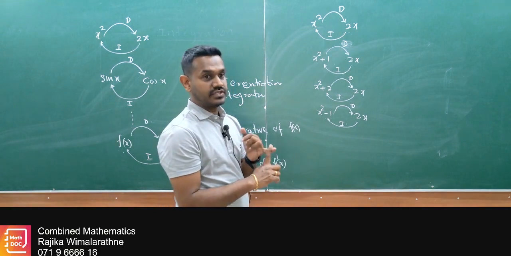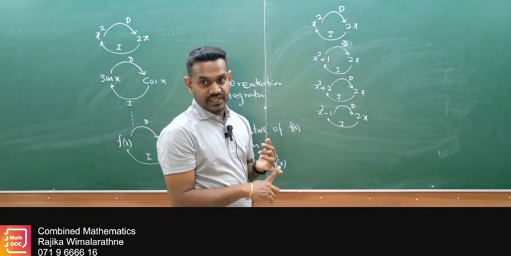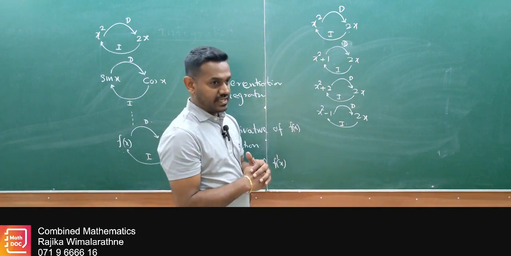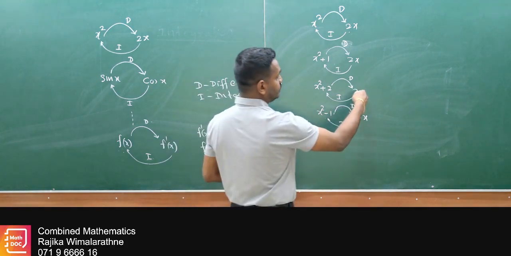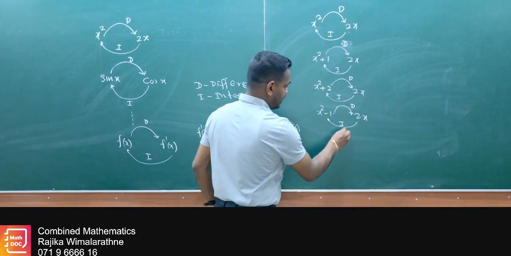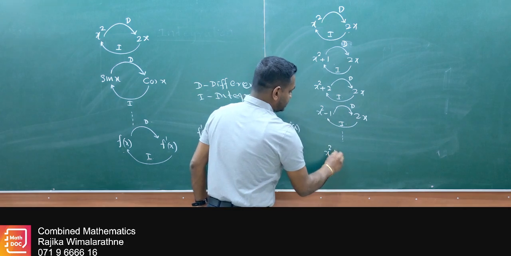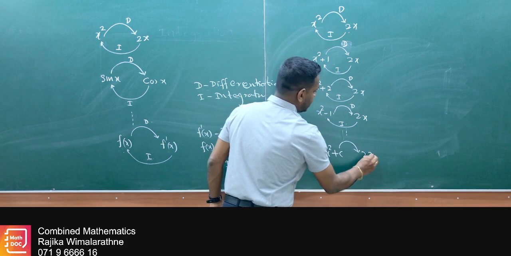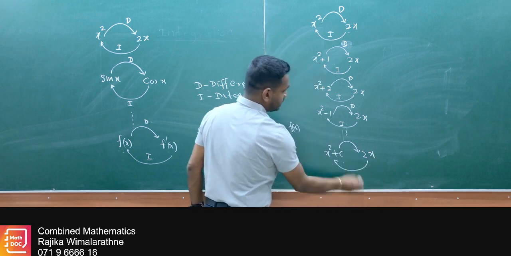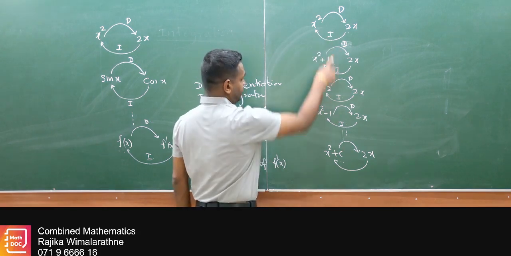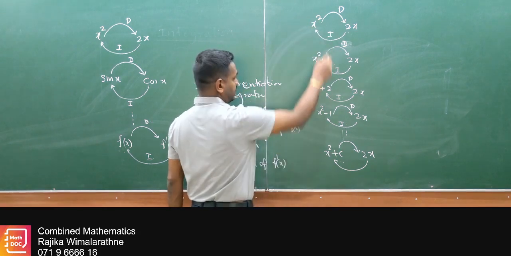Therefore, we have two types of integration. One is called indefinite integral, the other is called definite integral. This is indefinite because here the integral of 2x is x squared plus 2, and the integral of 2x is x squared minus 1. Likewise, x squared plus c, for any constant c, has derivative 2x, and the integral of 2x is x squared plus c. Write this one as well.